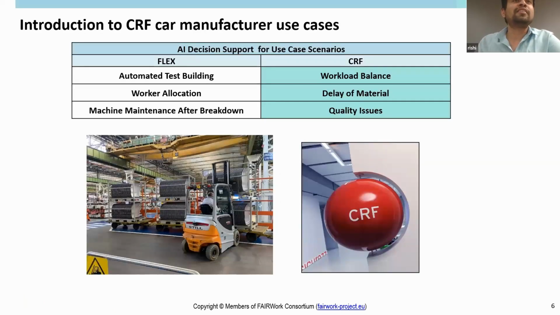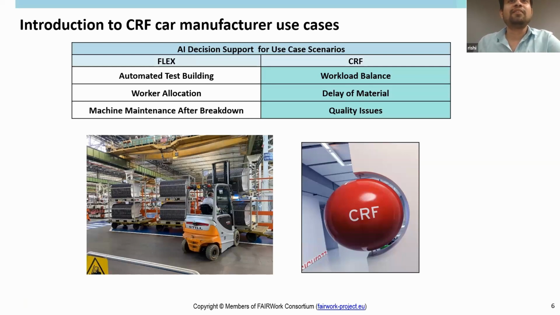So as I told you, this is an EU project, and in this project we have two end users. One is Flex, which is a robot manufacturing company, and the other company is CRF, who is a car manufacturer. And here we would like to focus in this webinar on the CRF use case, primarily workload balance.